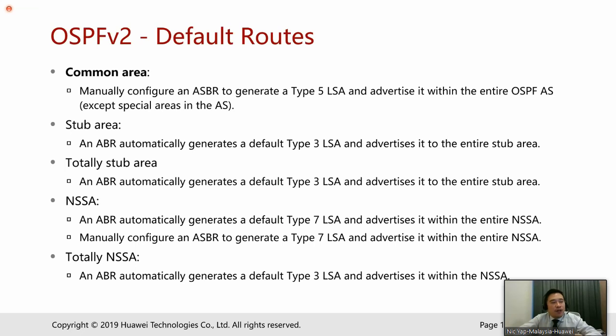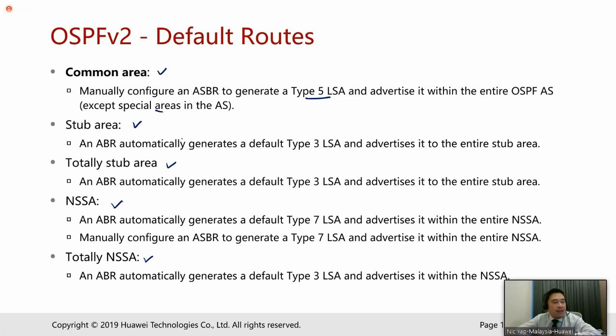Next is the OSPFv2 default route. Under default route, we divide into common areas, stub areas, totally stub areas, NSSA areas, and totally NSSA areas. Common areas means a normal non-backbone area is called a common area. When you want a default route under common areas, you just have to advertise a Type 5 LSA into the entire OSPF AS, the entire areas, except the special areas in the AS. The special areas mean stub, totally stub, NSSA or totally NSSA.